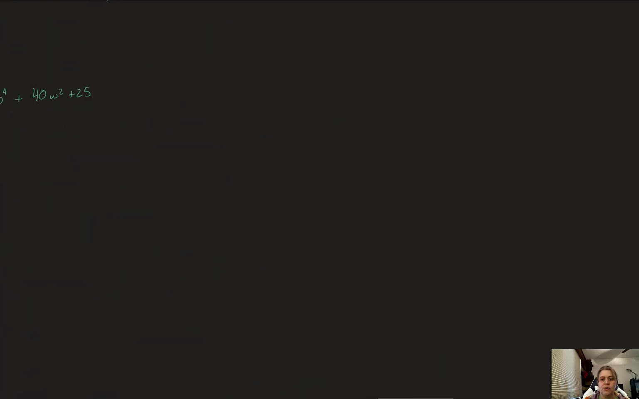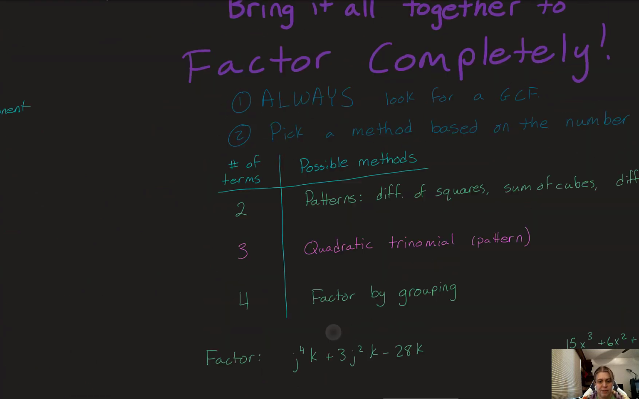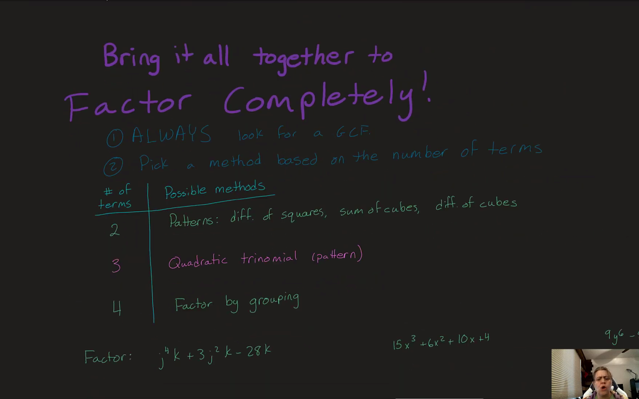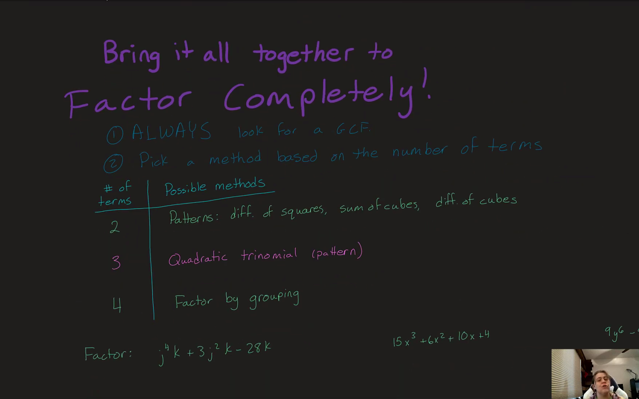All right, so last but not least, we need to talk about factoring completely. The first thing you always do is go looking for a GCF, because hopefully there's a GCF you can pull out and it'll make things simpler when you go for factoring the rest of it. And then you pick a method based on the number of terms that you have.